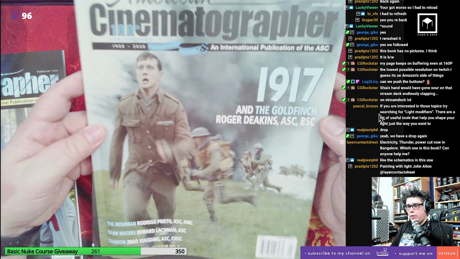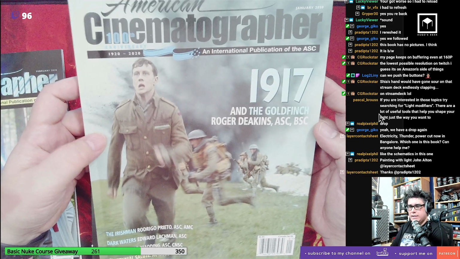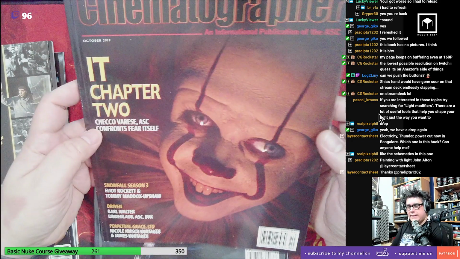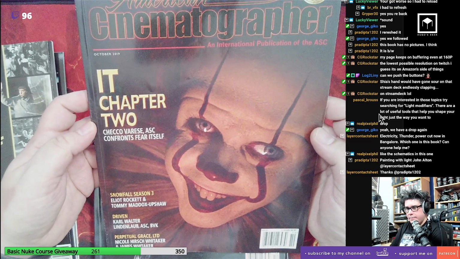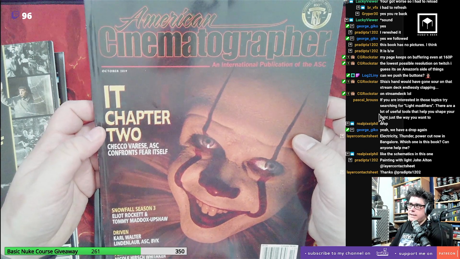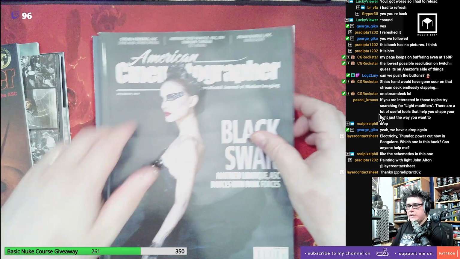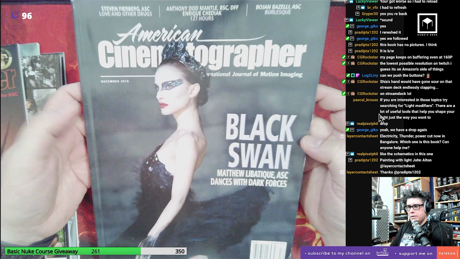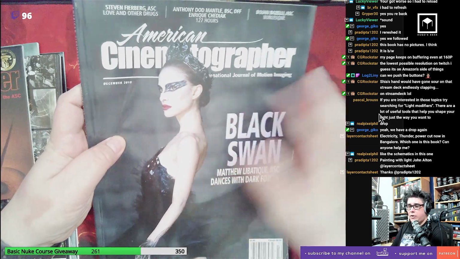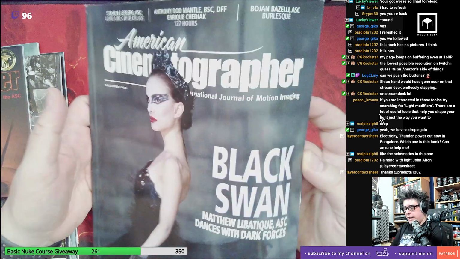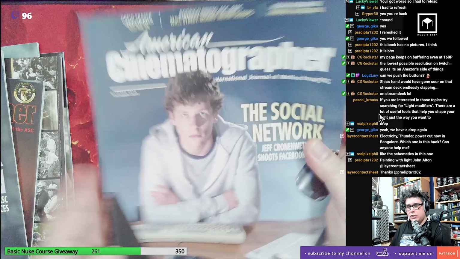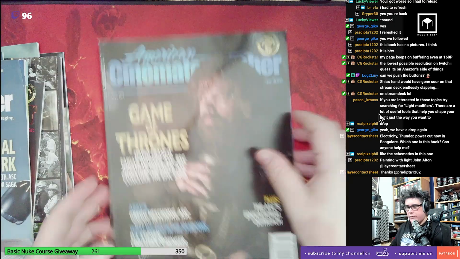One really good one is the one about 1917, which is almost shot in one single take. Obviously, I would also say the It Chapter 2 article is amazing as well. Now, the cool thing about American Cinematographer is that these magazines exist digitally as well, so you don't have to have the physical one. Black Swan is also a really good article. You can have them digitally. The cool thing about the physical version is that you can have both: you get the physical and then you get the digital version as well. Social Network is also a very impressive article, and of course Game of Thrones.